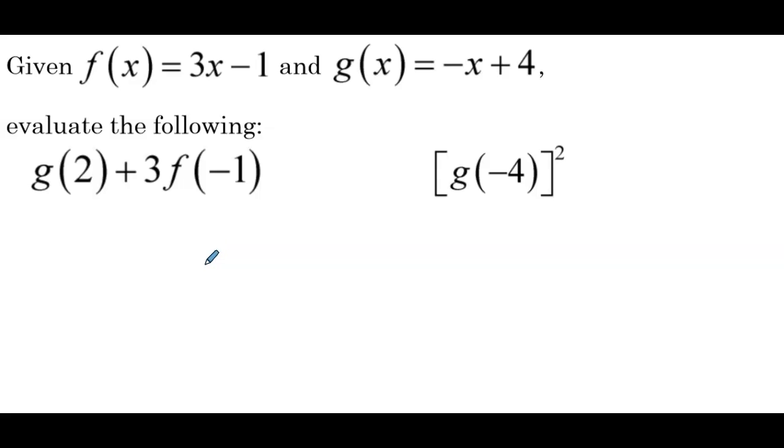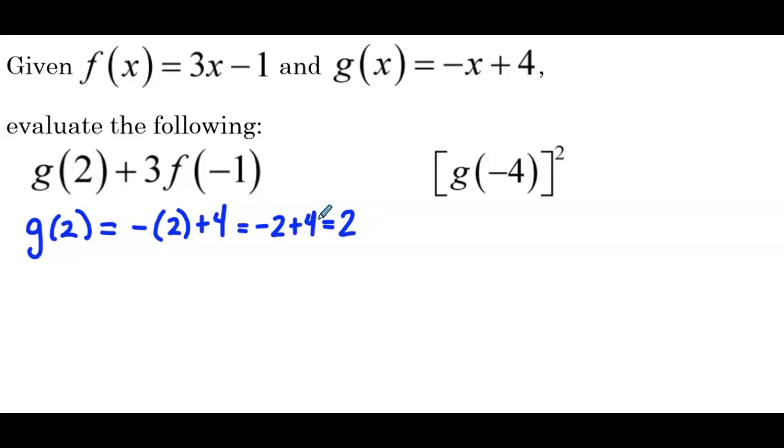Given f of x equals 3x minus 1 and g of x equals negative x plus 4, evaluate the following. So now our functions are defined algebraically. So we're going to first evaluate g of 2 in order to find g of 2 plus 3 times f of negative 1. So g of 2. Our input is 2 into our function g of x. So it's going to be negative 2 plus 4, which is equal to 2.